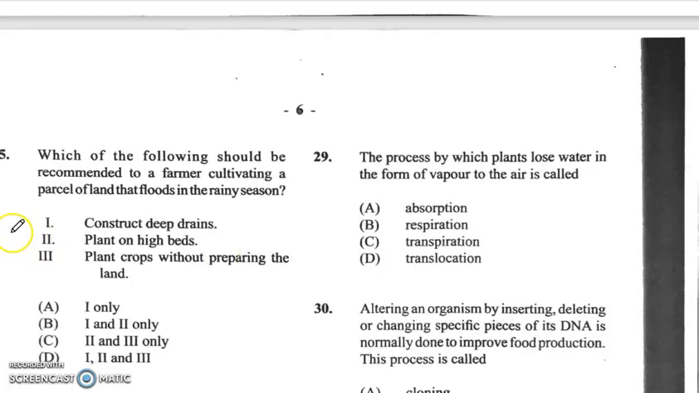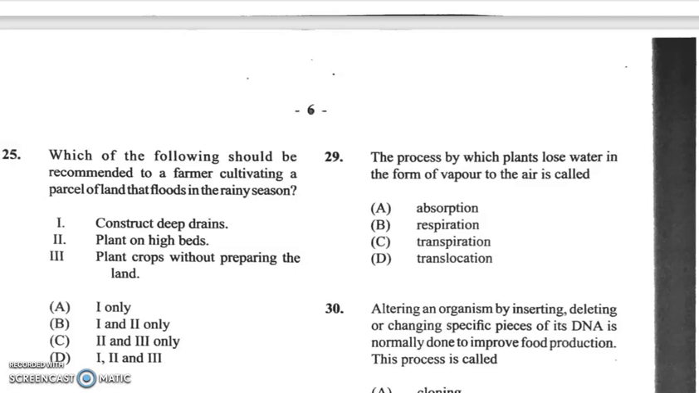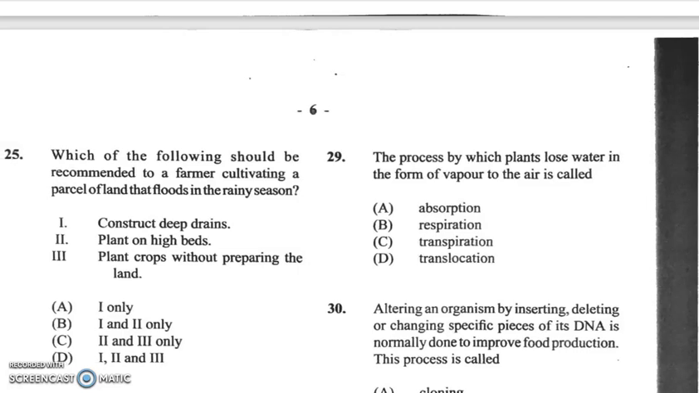Question 25. Which of the following should be recommended to a farmer cultivating a parcel of land that floods in the rainy season? 1. Construct deep drains. 2. Plant on high beds. 3. Plant crops without preparing the land. And the answer to 25 is definitely 1 and 2. Construct deep drains, plant on high beds. Option 3 will be out, because at all times when you are going to plant, it is important that you prepare the land. So the best option showing 1 and 2 is B.